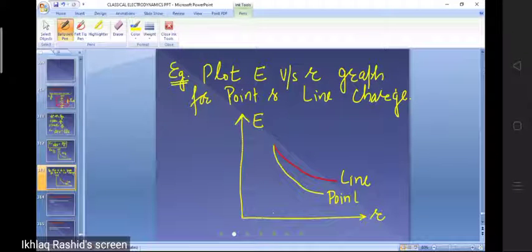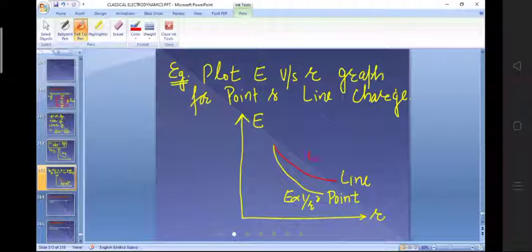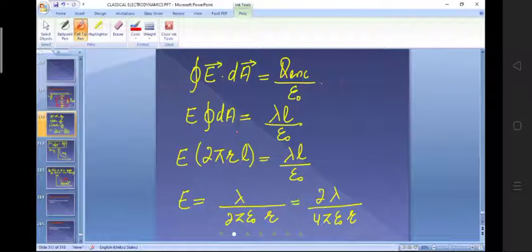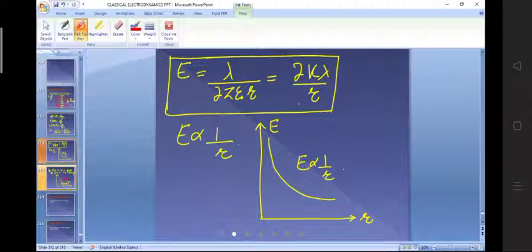The reason is that the electrostatic field due to the point charge is proportional to 1 divided by R square, and due to the line charge it is proportional to 1 divided by R. So both will be rectangular hyperbolic graphs, but the steepness of the field due to the point charge will be more because it dies down more rapidly with R. So we are done with the electrostatic field due to the line charge. You don't require this derivation at all, but what you require is the end result. It's really important: the electrostatic field due to the line charge will be equal to K lambda by R.